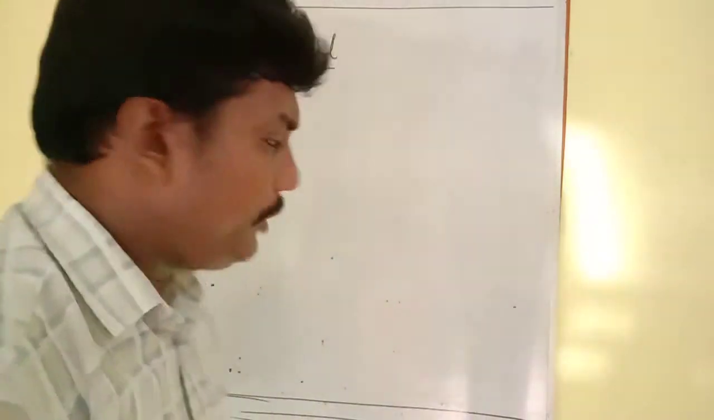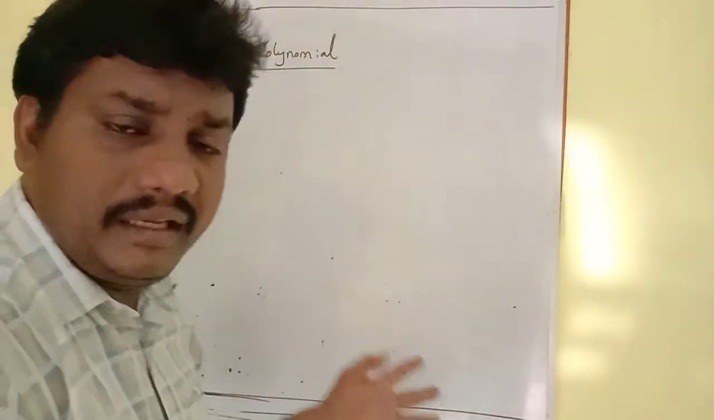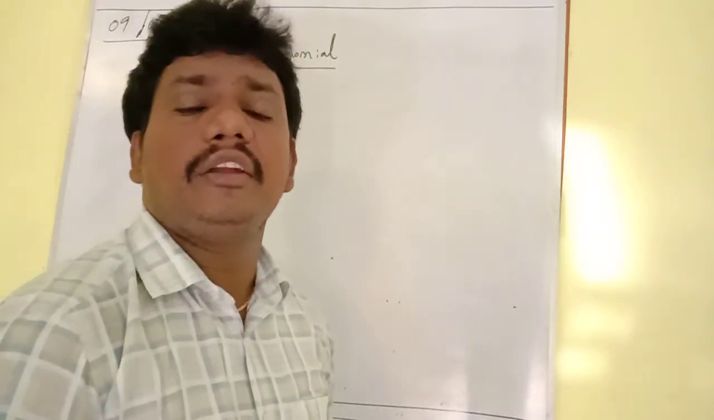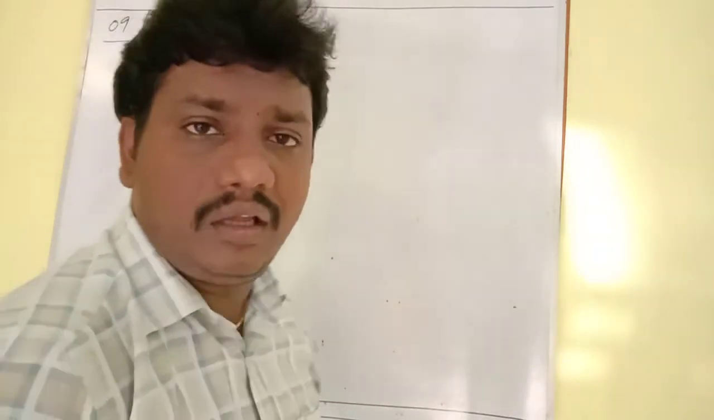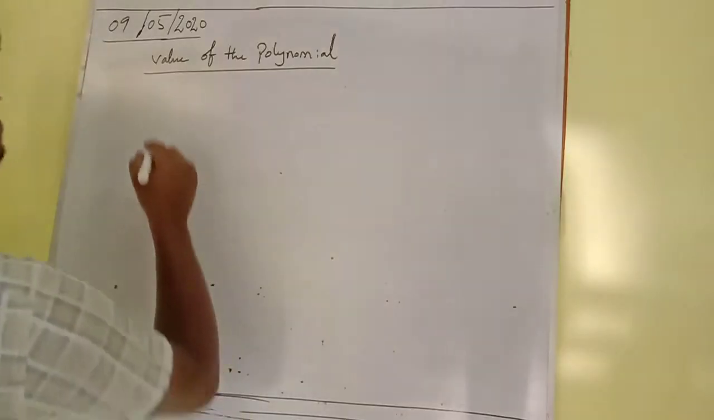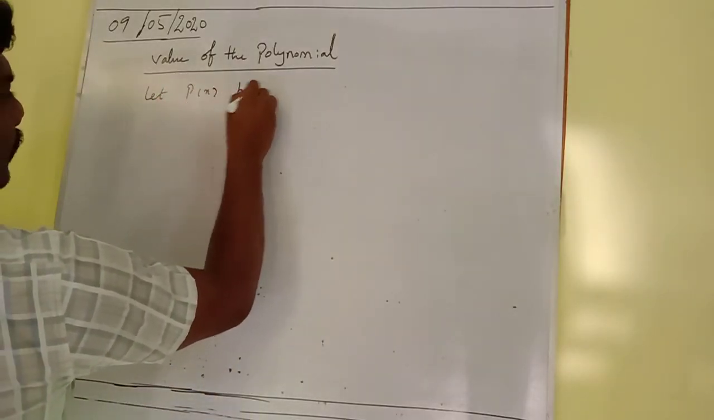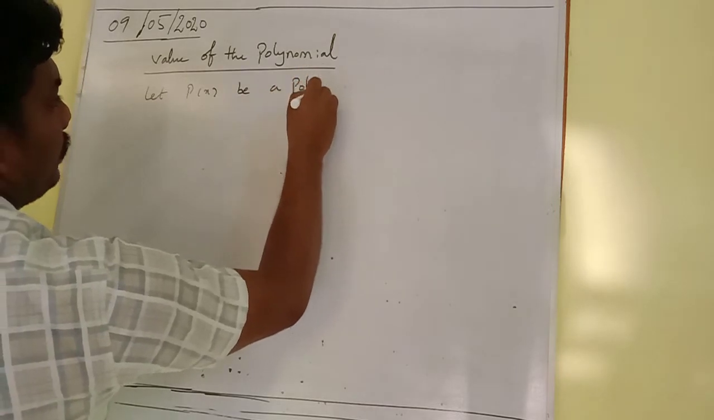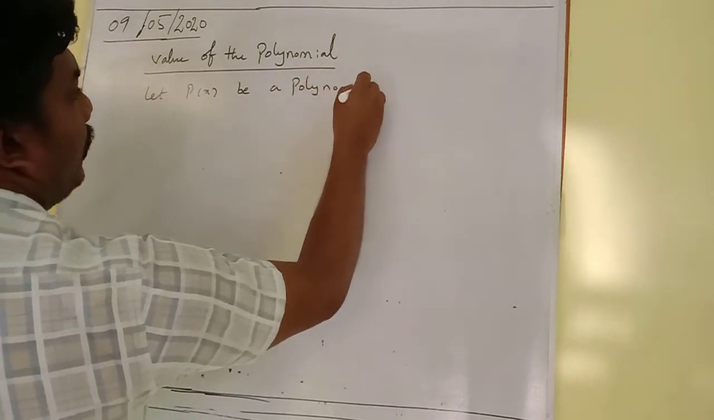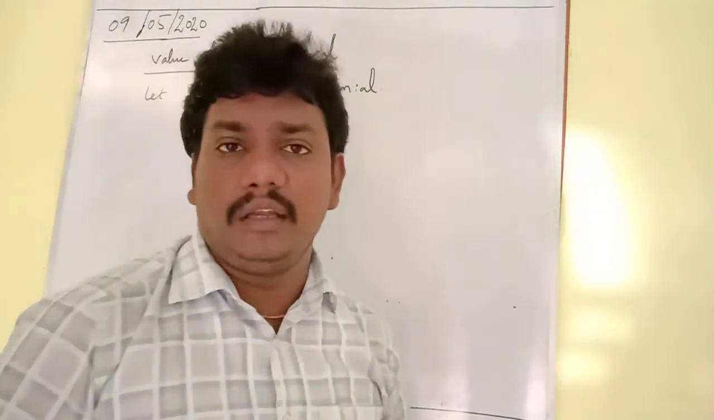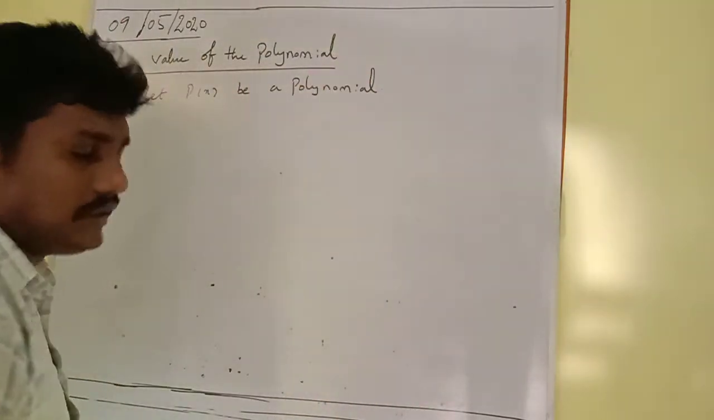So already we know what a polynomial is. A polynomial is an algebraic expression whose variable powers are non-negative integers. Let P of x be a polynomial of degree greater than or equal to 1.